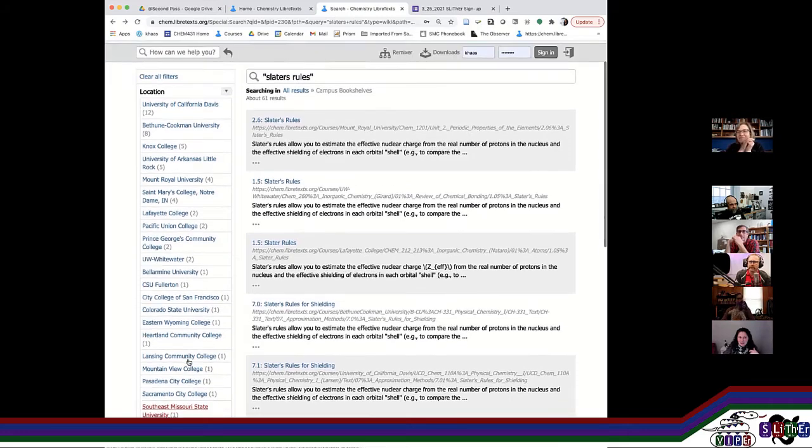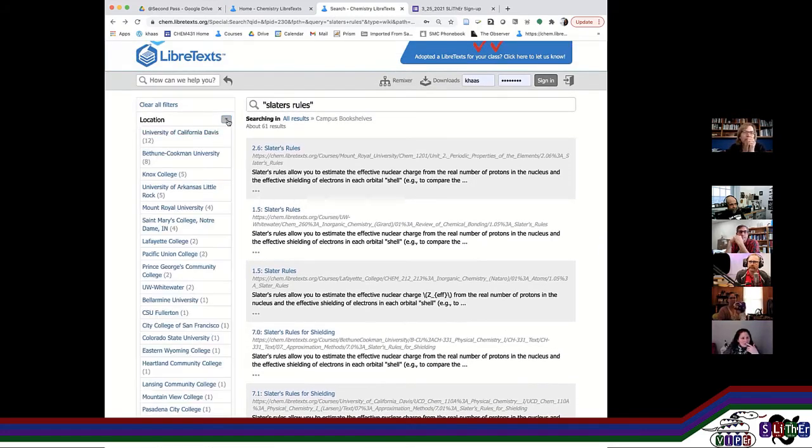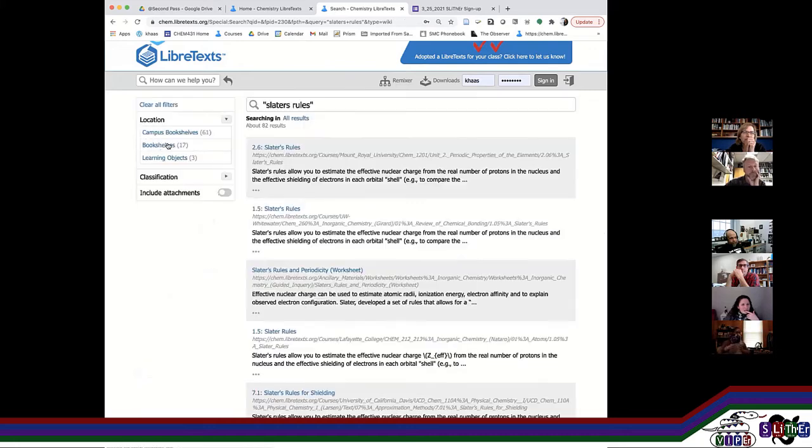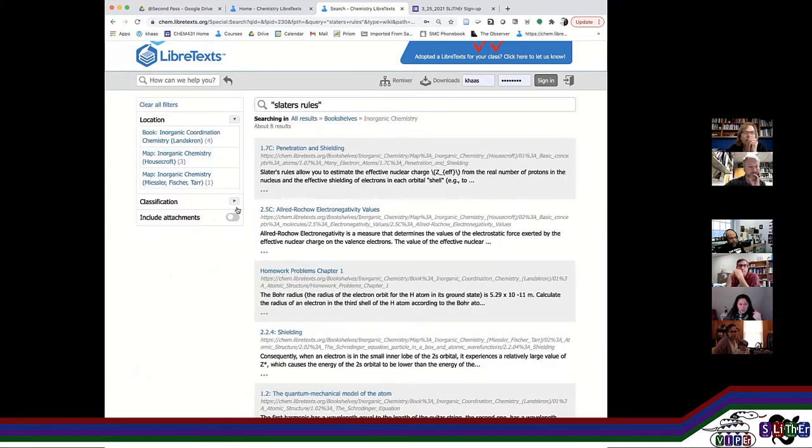That's what I meant. And then you can also look at, like, I want to go back, all results. So the bookshelves. So I can see, right, there's zones where I can find Slater's rules. Gen Chem, I don't know if I want a Gen Chem level explanation. Maybe I want an inorganic chemistry, like an upper level, and I can see the books and the maps that I can find Slater's rules.